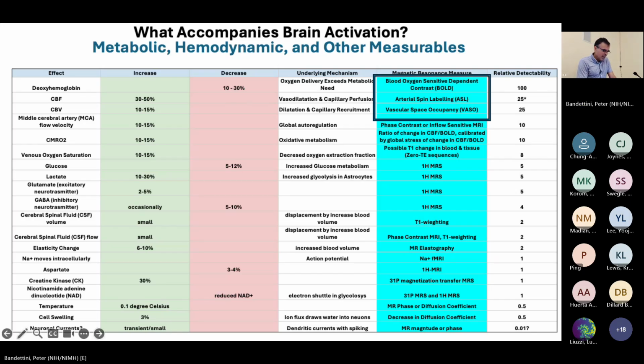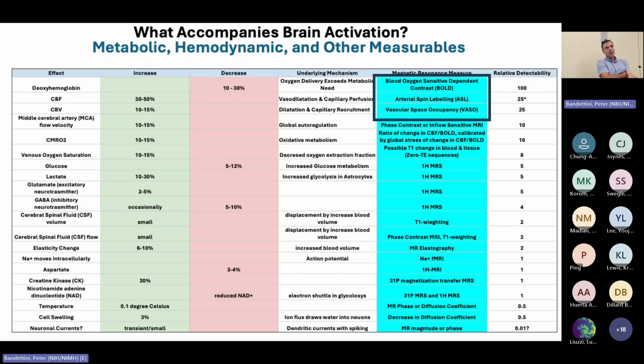Then you have venous oxygen saturation. One would think, oh, isn't that BOLD as well? It's actually not. It turns out that BOLD is mostly sensitive to the amount of deoxyhemoglobin. It's not sensitive to the amount of oxyhemoglobin or the amount of oxygen in the blood. It's just the amount of deoxyhemoglobin.